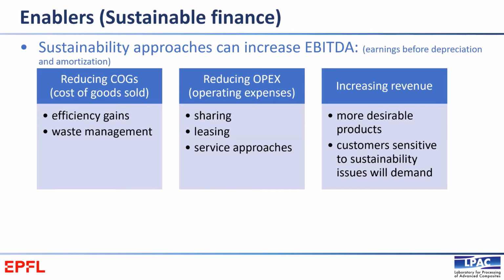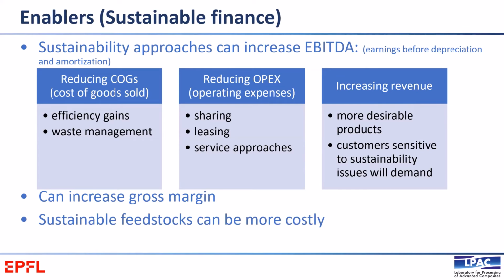And it can increase revenue by making more desirable products. Consumers are becoming sensitive to sustainability and demand is going up. You can map in Migros the amount of vegan food that was sold 2 years ago to today. It's growing. Okay, consumer interest is going up. Migros are making money from it. So he claims that we can increase our gross margin by following sustainability approaches, but some of the feedstocks can be more costly. This was his message.